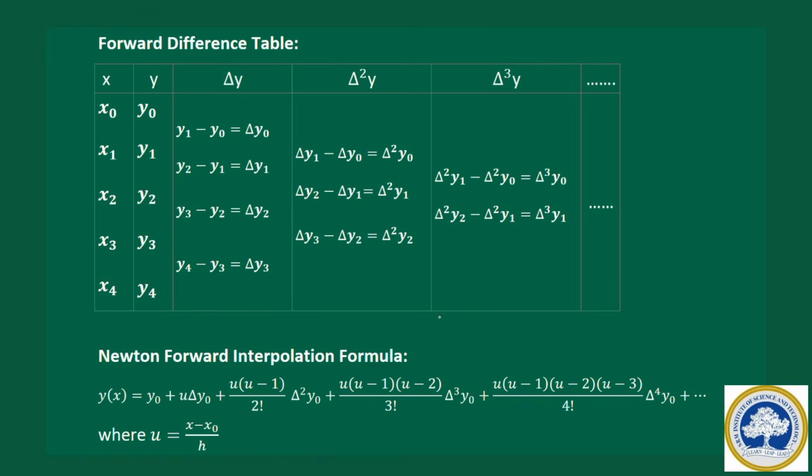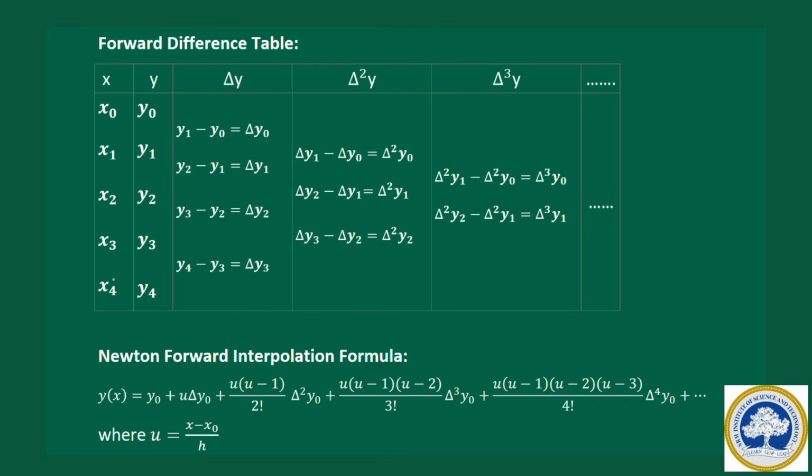So corresponding to this difference table, we have the Newton forward interpolation formula. The formula is y of x is equal to y0 plus u into delta y0 plus u into u minus 1 by 2 factorial into delta square y0. It goes on like this, where this u stands for x minus x0 by h. Actually here h is the interval length. Interval length means, how to calculate this h, it is the difference between the values of x.